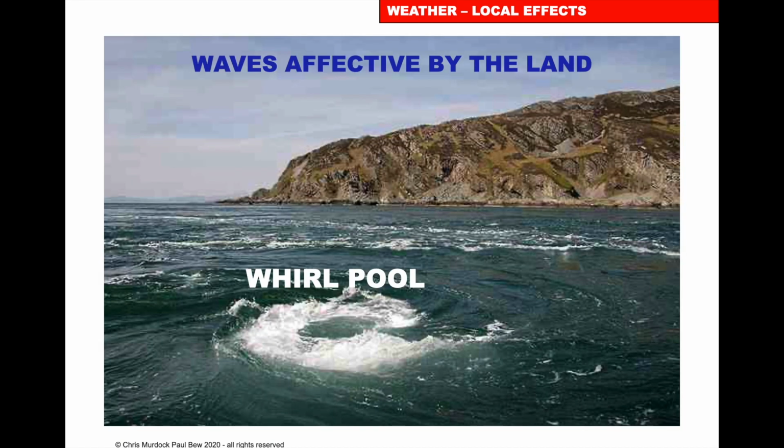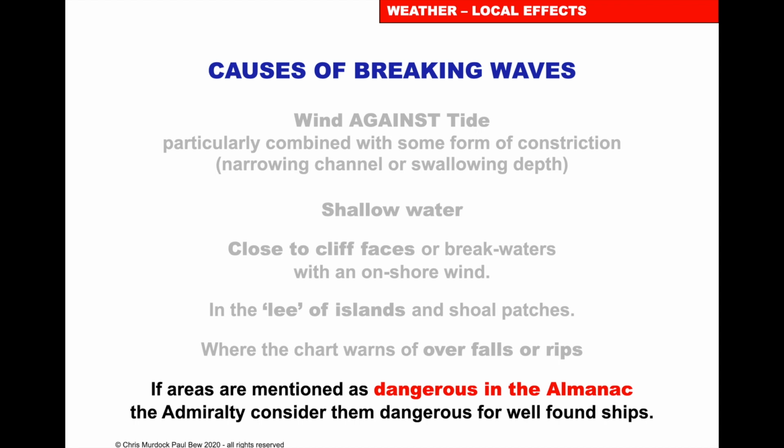Whirlpools: the most famous one is in the Gulf of Corryvreckan, on the west coast of Scotland, where on spring tides you will get quite large whirlpools, and if you get wind against tide, it becomes untenable to go through that passage. If areas are mentioned as dangerous in the almanac, then the Admiralty considers them dangerous for well-found ships, because the almanac is written for ships and not small vessels like the ones we're going to be sailing. So if it says dangerous for ships, we need to keep away from those areas.